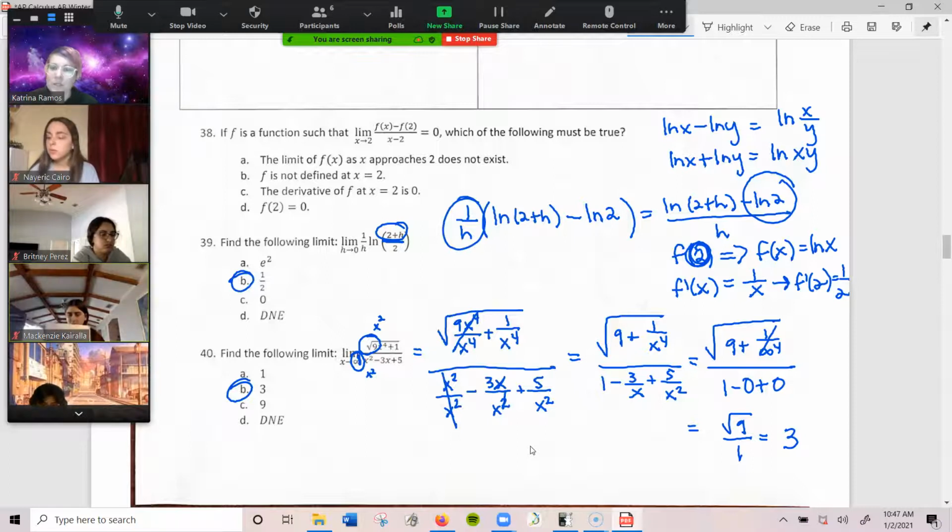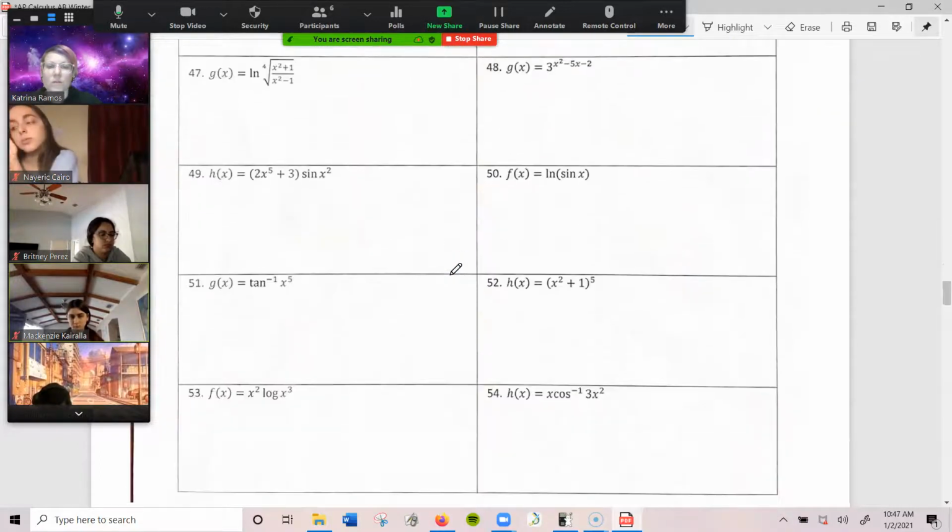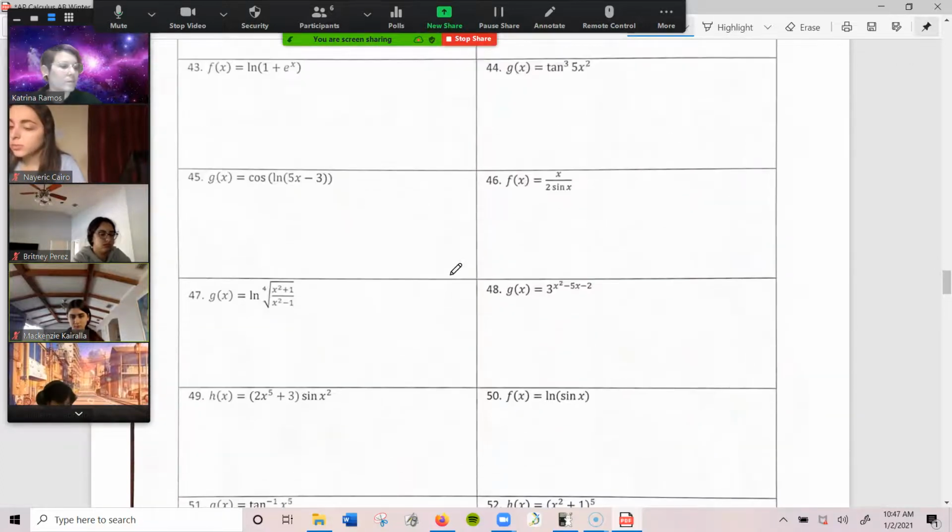Any other questions from this page? All right, what about 41 through 54? 47. Okay.